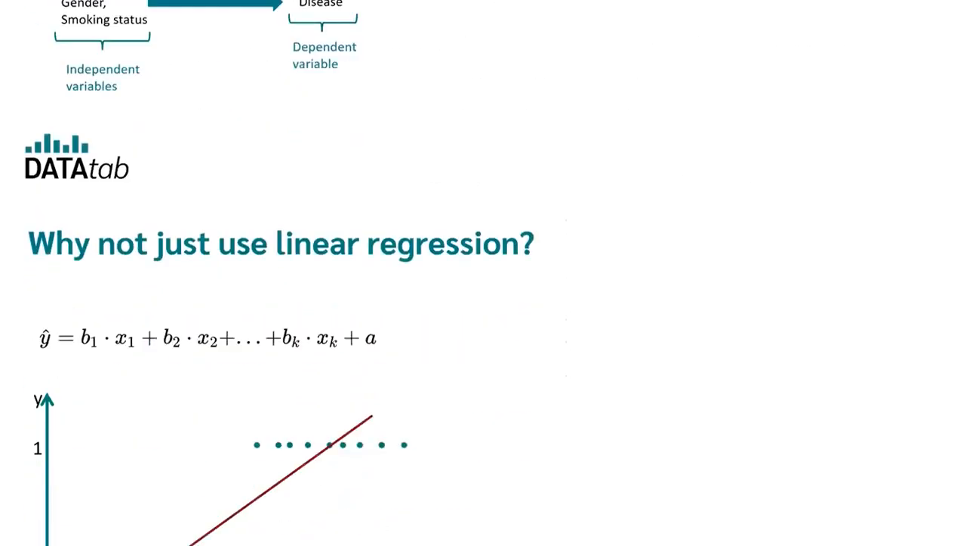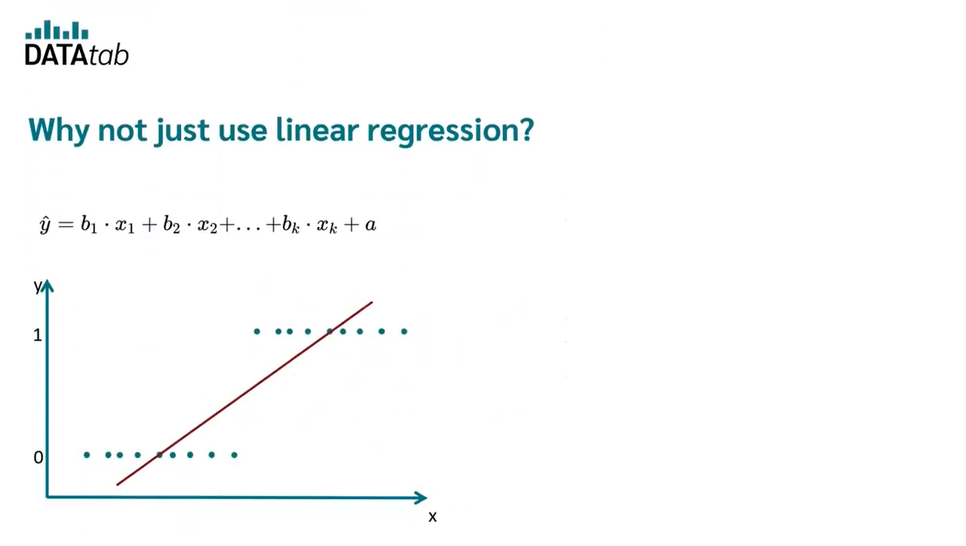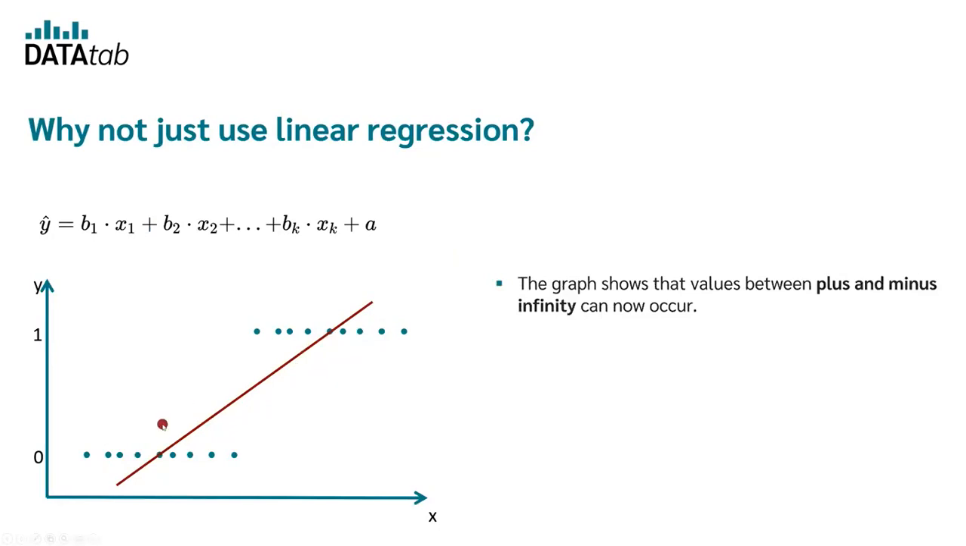So maybe now you might ask yourself the question, and why do I need a logistic regression for this? Why can't I just use a linear regression? A quick recap, in a linear regression, this is our regression equation. Now we have a dependent variable that is 0 or 1. Therefore, no matter what value we have in the independent variables, we always get either 0 or 1. If we are using a linear regression, we would simply put a linear straight line into these points. The graph shows that values between plus and minus infinity can now occur.